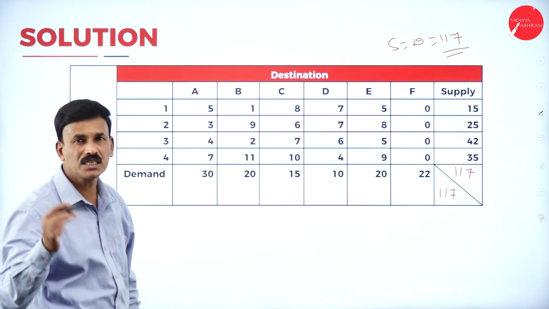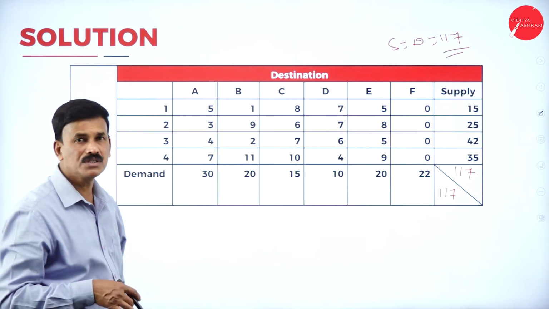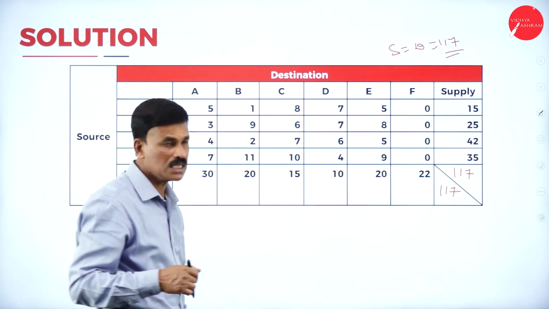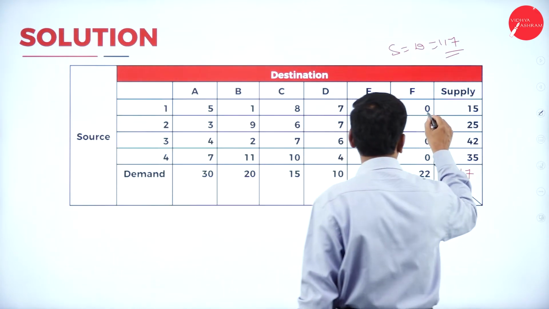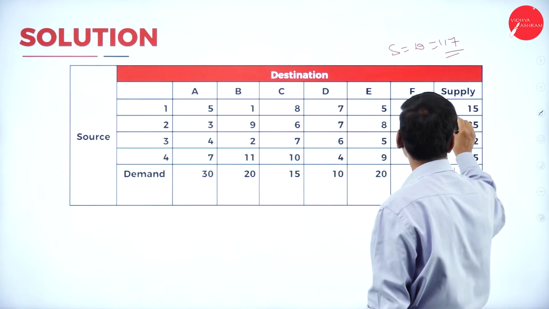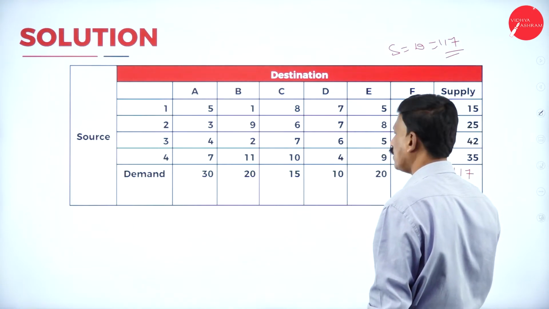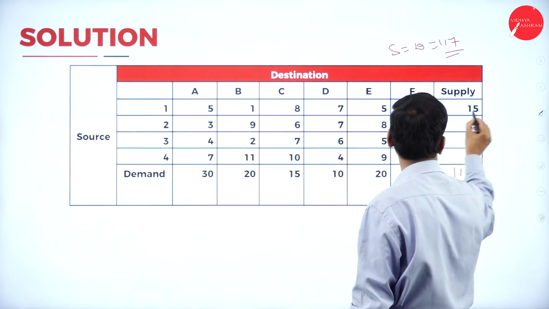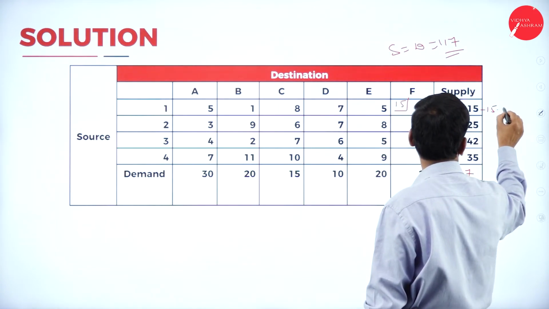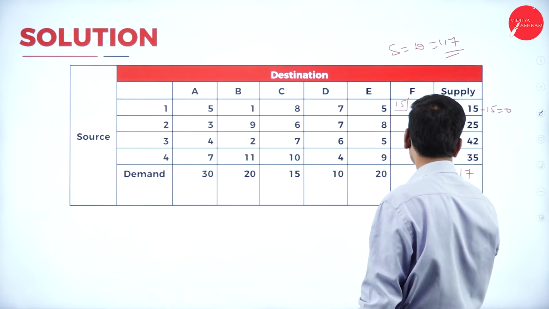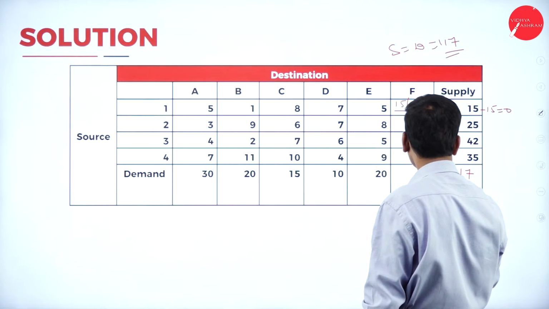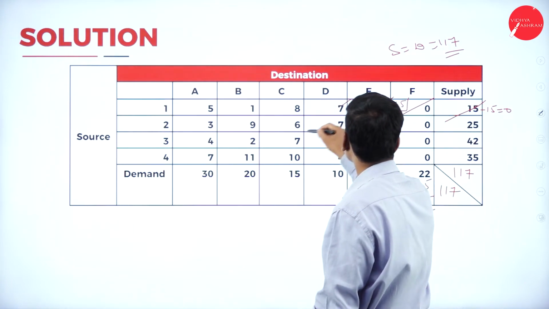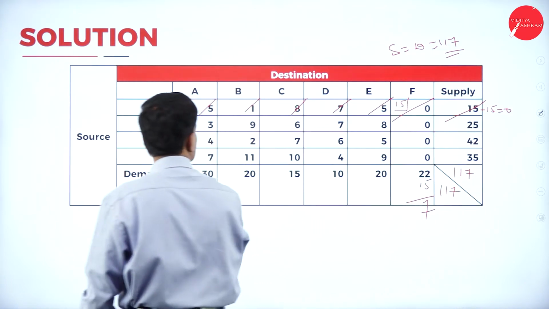As the name itself indicates, first identify the least value in the cell. In the first cell here, the first least value is 0. Since this is the least value, the supply is 15 and the demand is 22. The supply is 15, so we can allocate 15 here. 15 minus 15 becomes 0. Here if we subtract 15, 22 minus 15 is 7. Once this becomes 0, the entire row gets cancelled.